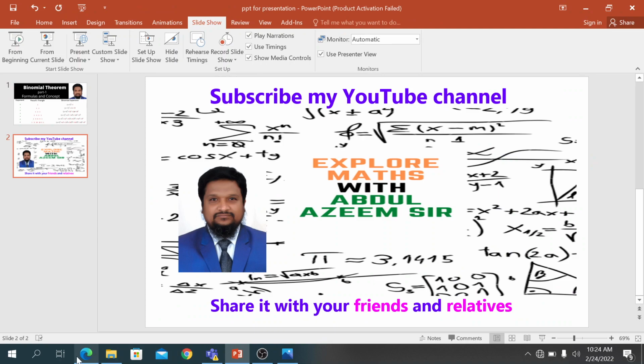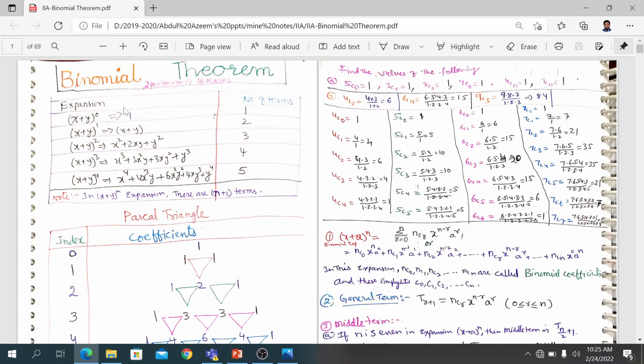Now let us begin the topic. Suppose in the expansion, this is the number of terms: (x + y) to the power of 0. Any number to the power of 0 is 1, so there is one term. (x + y) to the power of 1 is x + y. If the power is 1, the number of terms is 2.